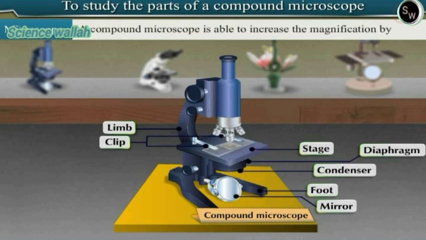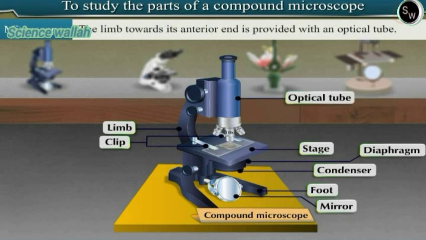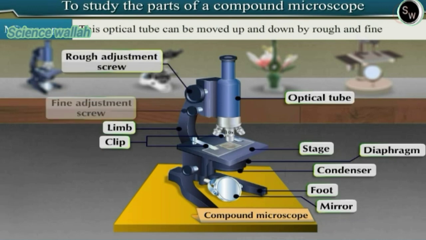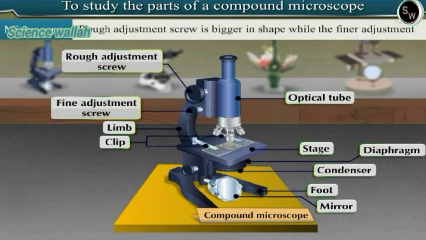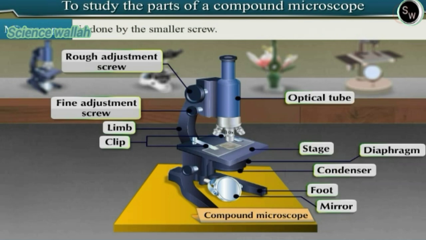A compound microscope is able to increase the magnification by bending light through a series of lenses. The limb towards its anterior end is provided with an optical tube. This optical tube can be moved up and down by rough and fine adjustment screws. Rough adjustment screw is bigger in shape, while the finer adjustment is done by the smaller screw.